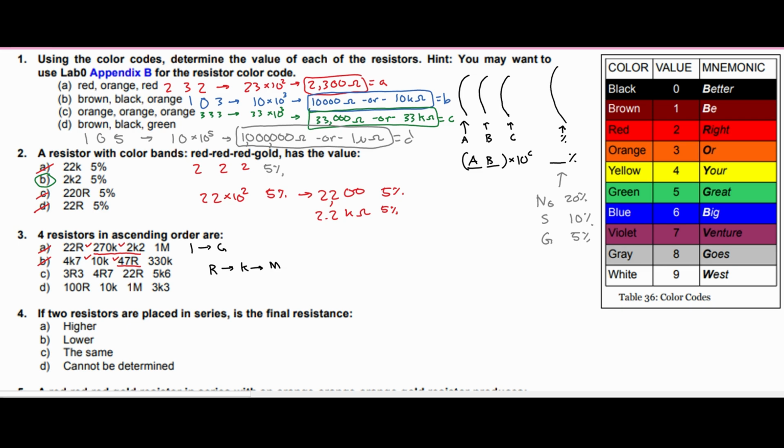In part C, we have 3R3, so that's good. We have 4R7, that's good. We have a 22R, that's good. And then this is good as well. So part C would be our answer.